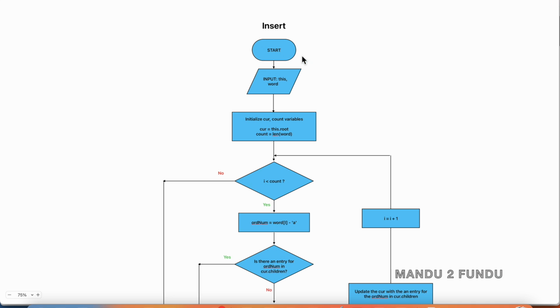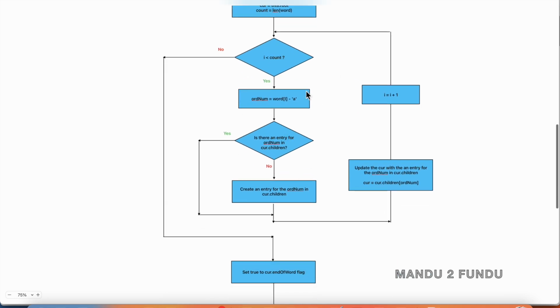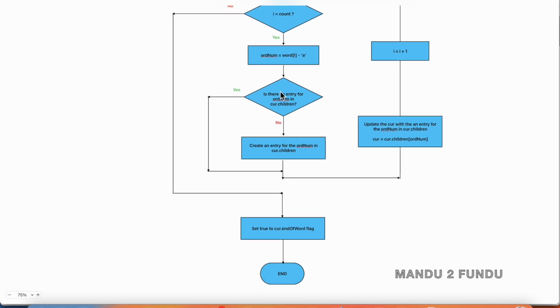Input for this insert procedure is a pointer to a trie data structure and the input string word. First we initialize the current pointer and the count variable. The current pointer points to the root of the trie data structure, and the count is initialized with the length of the input word. Then we enter the for loop, and in each iteration we compute the ordinal number of the current character by subtracting a from the current character, and then we check whether there is a child pointer at the ordinal number in the children map of the current node.